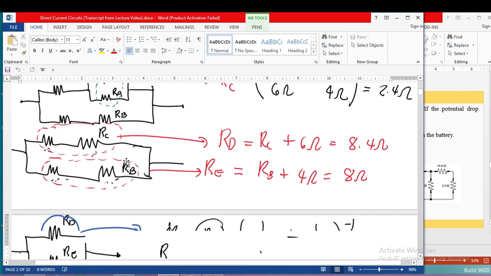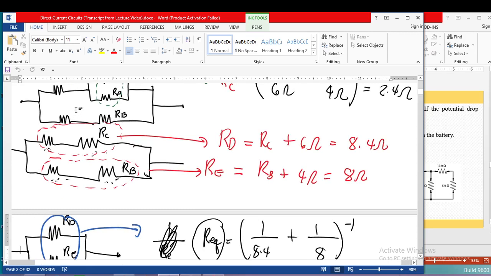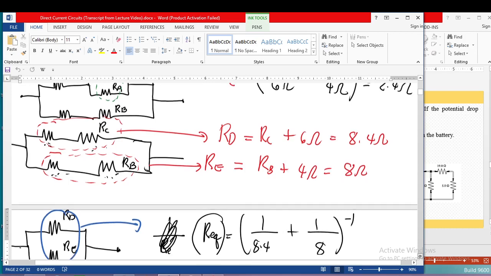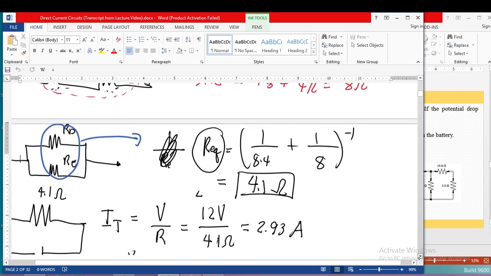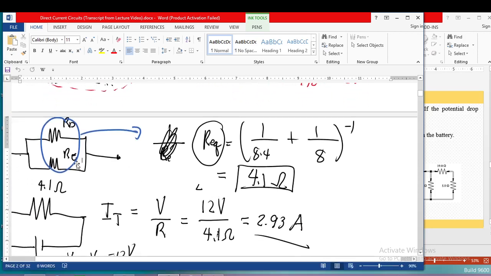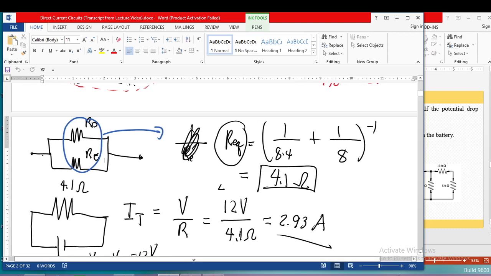And then for RE naman, so si RB is in series with the 4 ohms, so we just have to add again. So we have RB plus 4 ohms is equal to 8 ohms. Kasi 4 ohms man si RB, di ba? The next is the equivalent resistance na gyud. Ang total na gyud na resistance is actually in parallel. So meaning that 1 over RD plus 1 over RE, so the equivalent resistance is equal to 4.1 ohms. Okay? So anyway, they are just a kanang review lang ni sa inyo ha, di ba? So yeah, I think that's the answer.